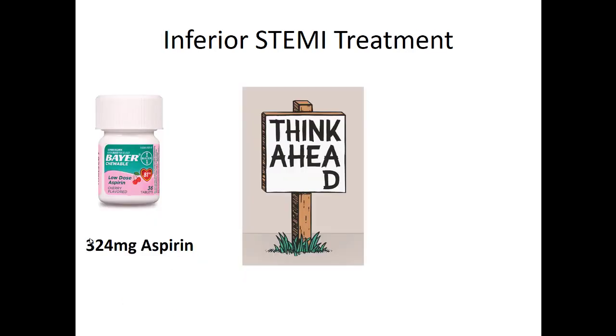So what do we do with inferior STEMIs? Most important thing we do in anyone with acute coronary syndrome is give them aspirin. This is the only thing that's proven to help with mortality. So if they're able to control their airway and take oral medication, give them aspirin. You also want to think ahead. I always try to be a step ahead of my patient and recognize what's going on and ask myself, if they were to get worse, what would happen next? And then be ready for that.